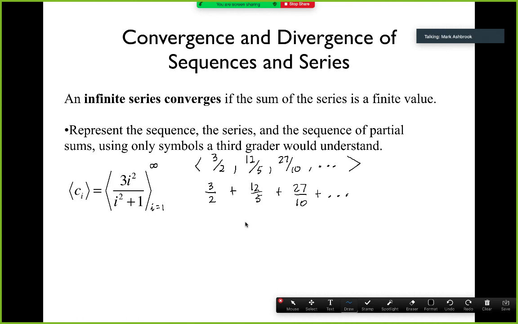The sequence of partial sums would be another list. What's the first term in the sequence of partial sums? The first partial sum is the sum of the first 1 term. The second partial sum is the sum of the first 2 terms. The third partial sum is the sum of the first 3. And that makes a new list.